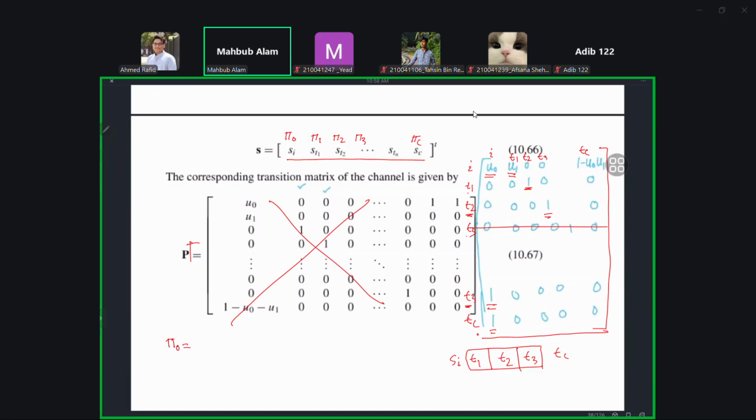Actually, this can be defined by solving a system of linear equations. Since there are 5 states, we'll have 6 equations. The first equation will be for pi naught, and it will be found from the first column. How? Pi naught equals U naught times pi naught.